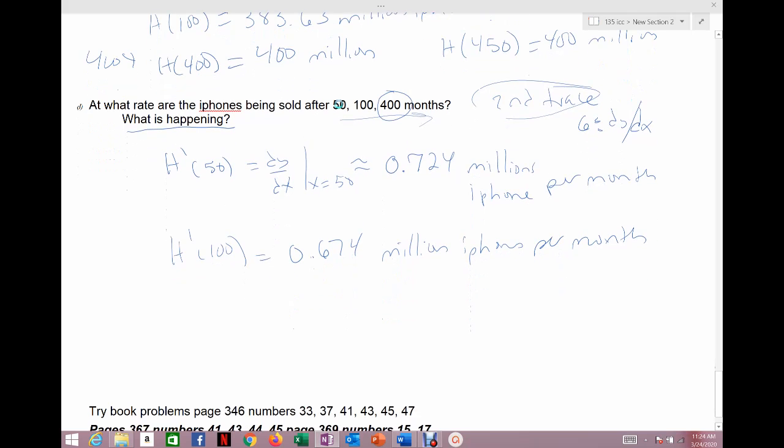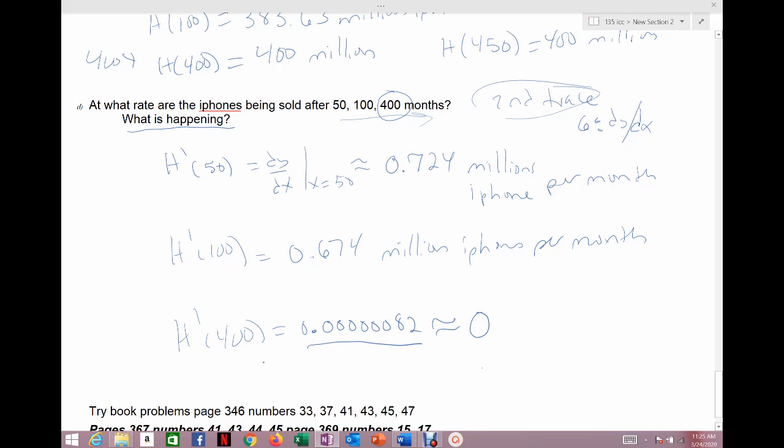Then we'll plug in our 400. It comes out in scientific notation, 8.2 e to the negative 7. What that means is move the decimal place over 7, so that'd be 6 zeros, 8, 2. Well, that's a really small number. We would be perfectly legit to round that to 0. And so after 400 months, iPhones basically aren't selling. The rate's so small, it's near 0.